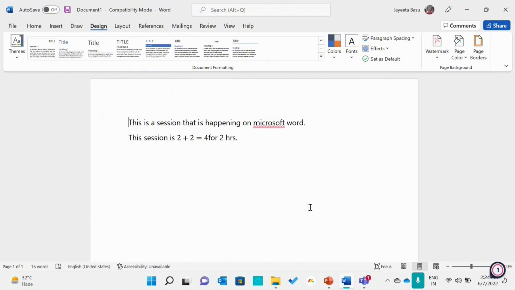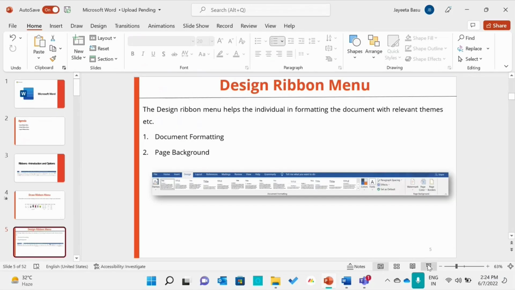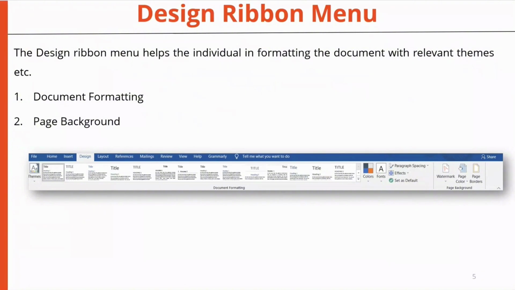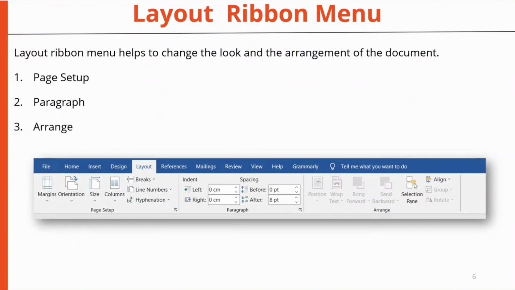Now let's understand the layout ribbon menu. The layout ribbon menu helps to change the look and the arrangement of the document. It has three features: page setup, paragraph, and arrange. So what does the layout ribbon menu do? The way you want to see the document, it helps out in setting the layout of the document. Also with the indent and the spacing, arranging objects, grouping objects, and rotating the same. This is how the layout ribbon menu works. So let's see the layout ribbon menu.